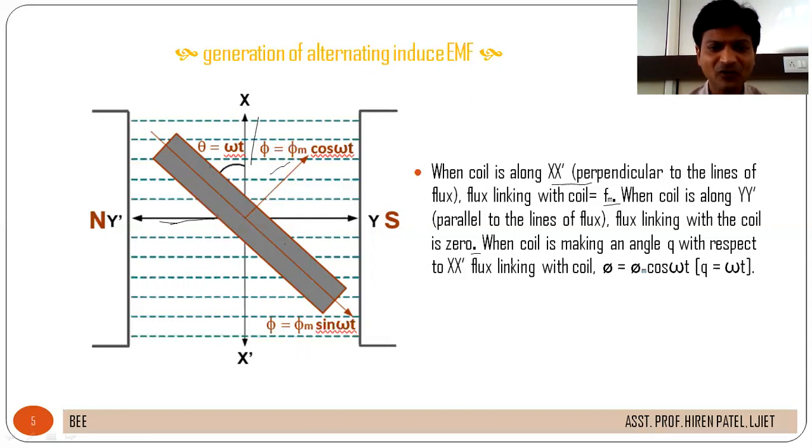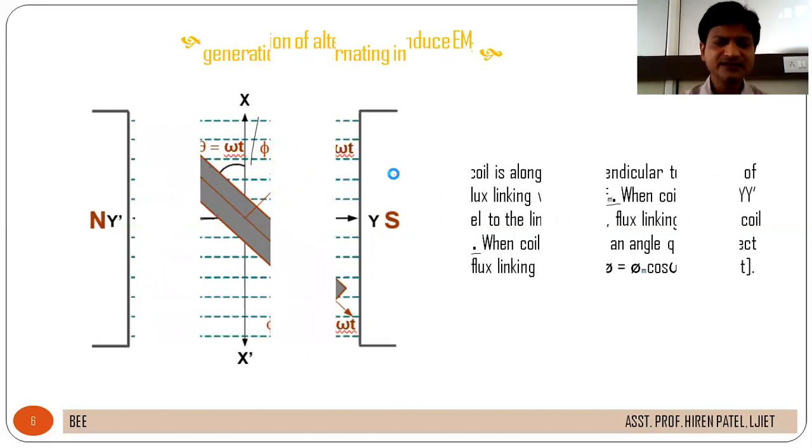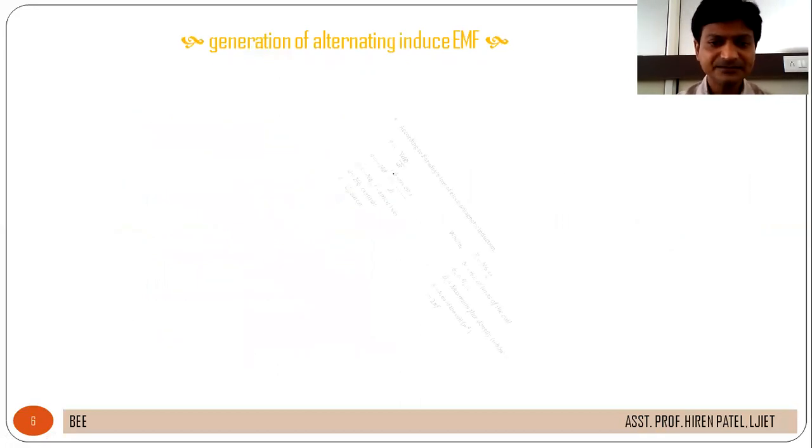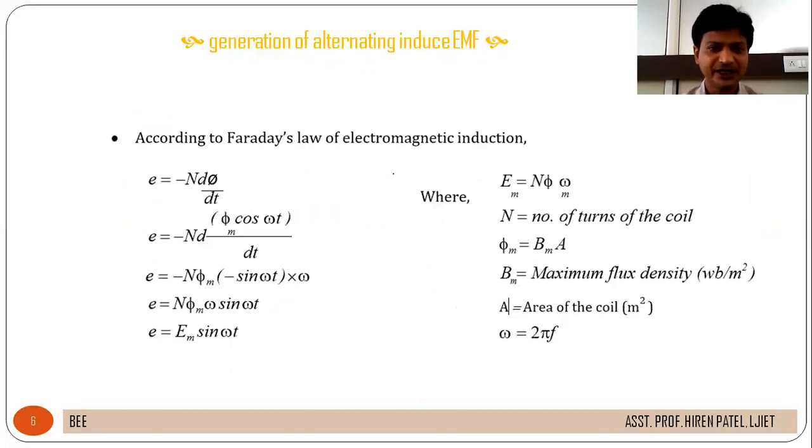Now we can see from the figure that when the coil is making an angle theta with respect to the XX dash axis, the flux linking with the coil is given by phi m cos omega t, because we are considering this component, phi m cos omega t. So whenever the flux linking with the coil changes, there will be an induced EMF.